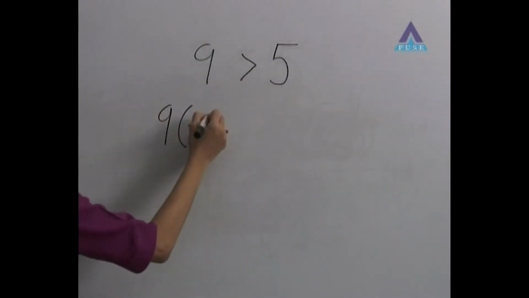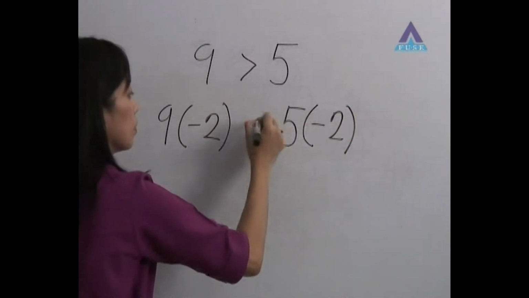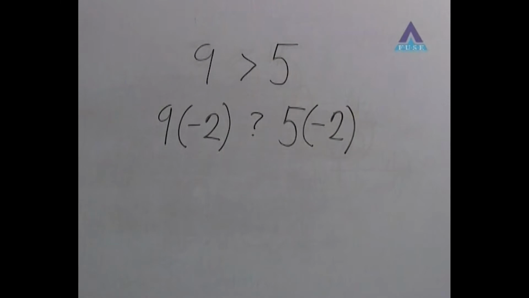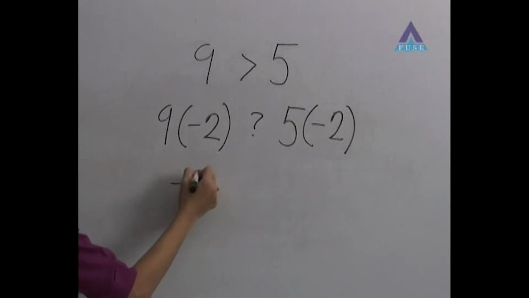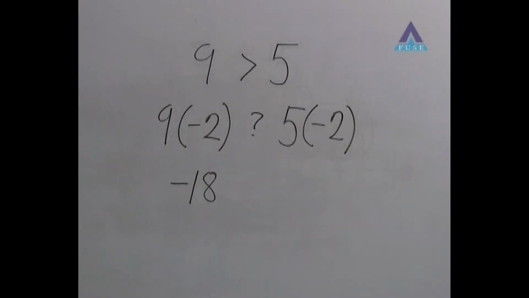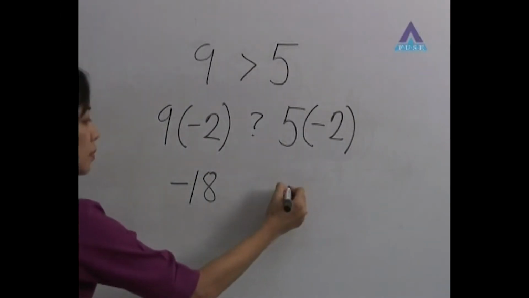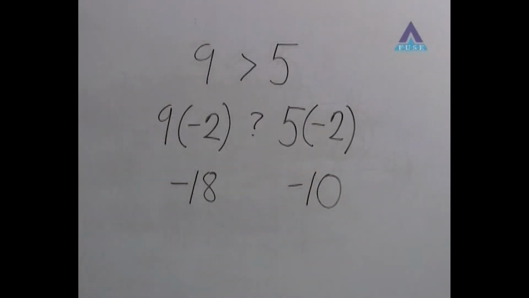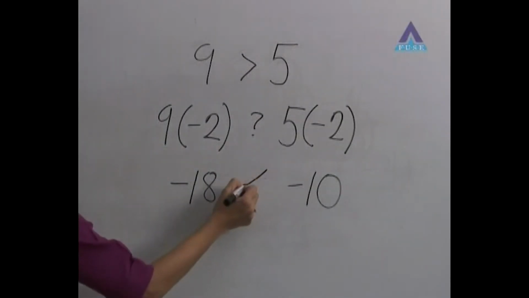What if we used a negative number? Okay, let's try negative 2. So what is 9 times negative 2 equal to? Negative 18. How about 5 times negative 2? Negative 10. Is negative 18 greater than or less than negative 10? It's less than. Oh, the order of the inequality is reversed. So I was wrong.